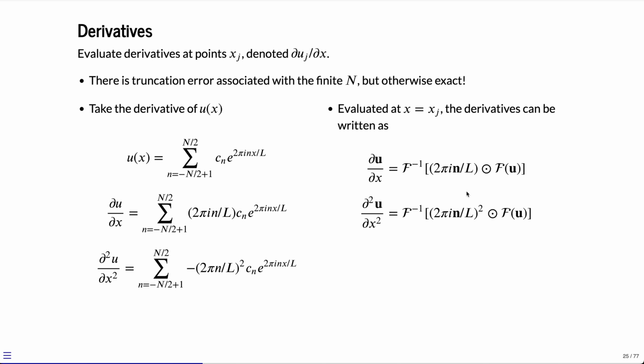So like in Python, for example, you just do array multiplication. You take this array literally times this array. And this is what your code is going to look like. To evaluate a derivative, you're going to write the FFT of u times this quantity where we write n as an array. And similarly for a second derivative.